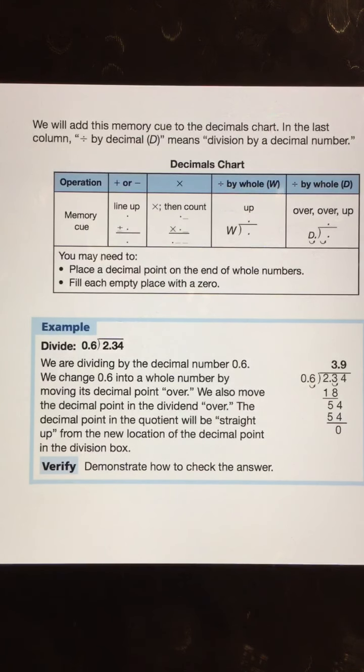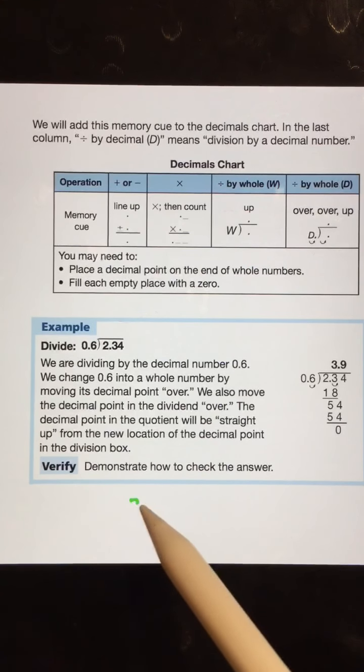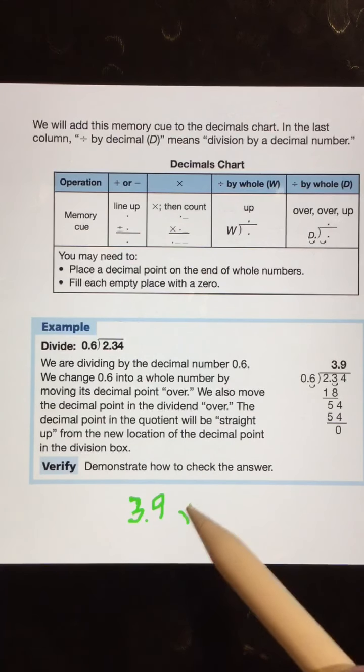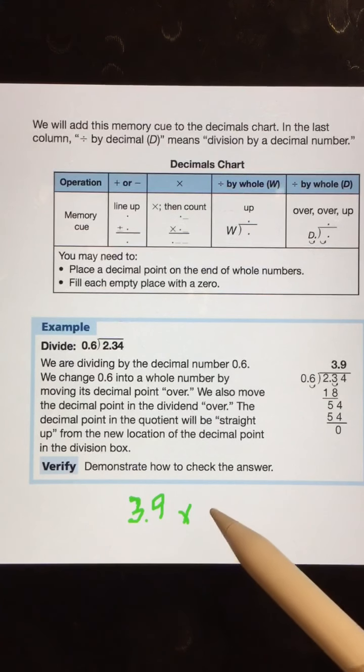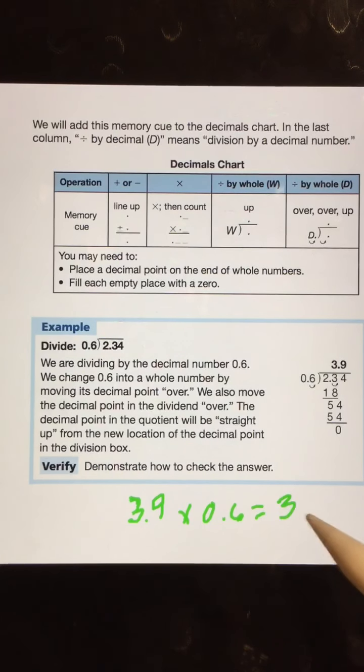We would check our answer by doing 3.9 times, or 3 9/10 times 6/10, and that equals 2 34 hundredths. I'm just getting carried away with the 3s. All right, we check our division with the opposite operation.